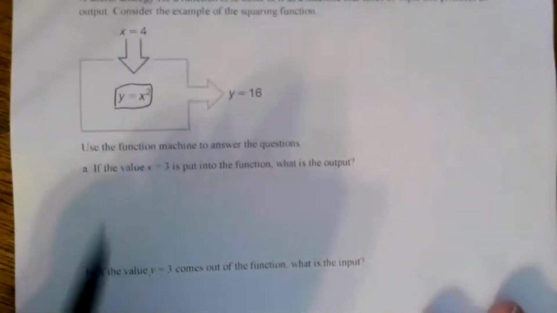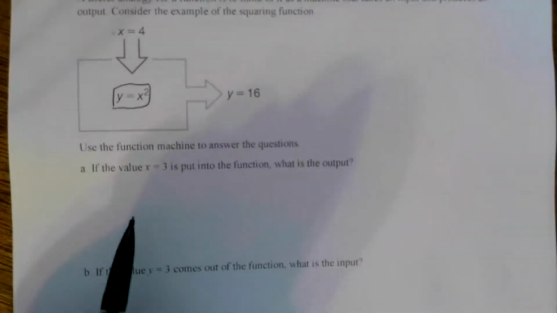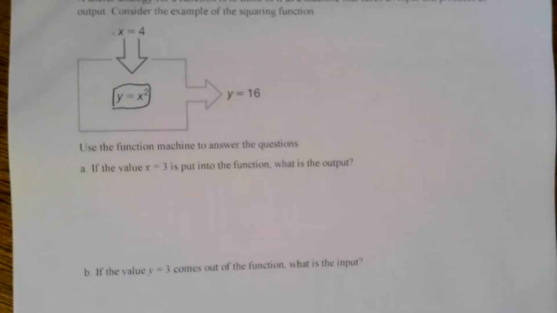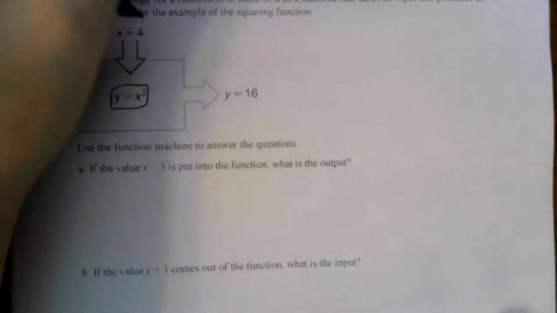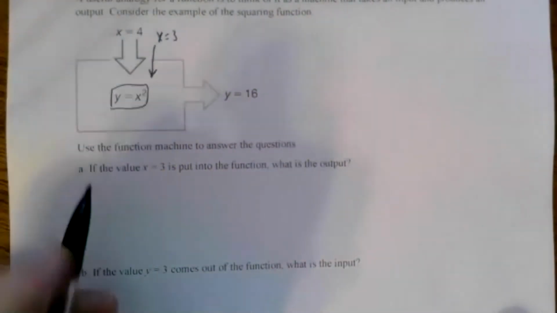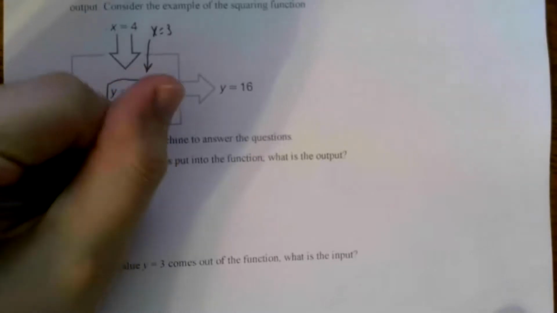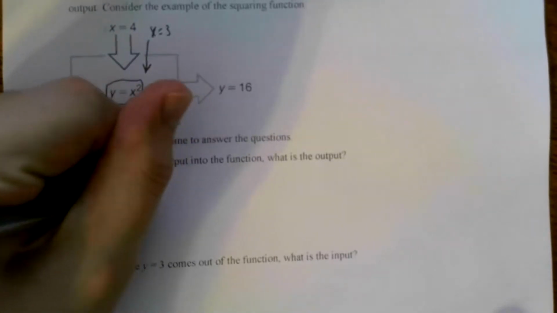It says if the value x equals 3 is put into the function, then what is the output? So instead of putting x equals 4 in here, we do x equals 3. So it goes in this machine, right? And what is 3 squared? 9. Right, so then we pop out y equals 9. So our output is y equals 9. Okay.